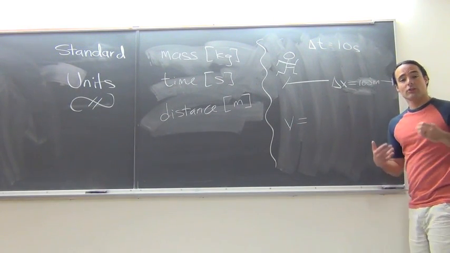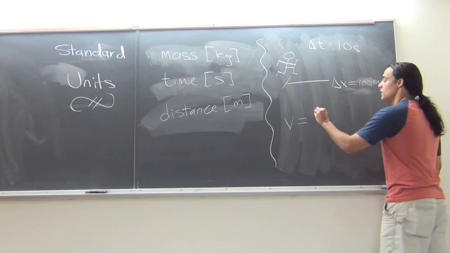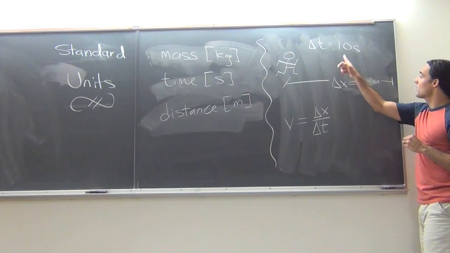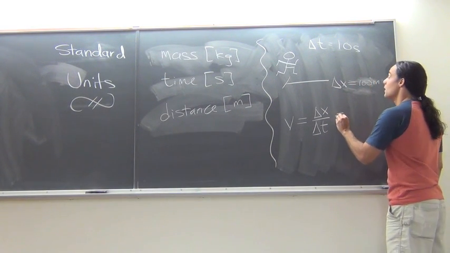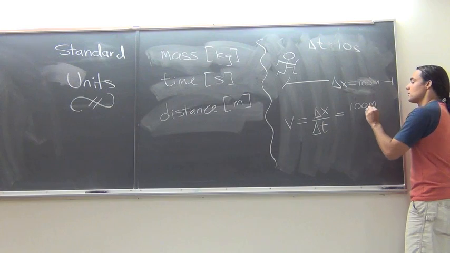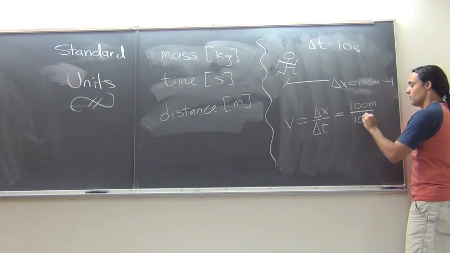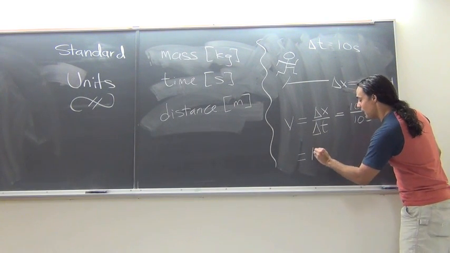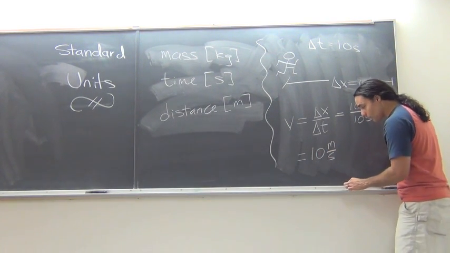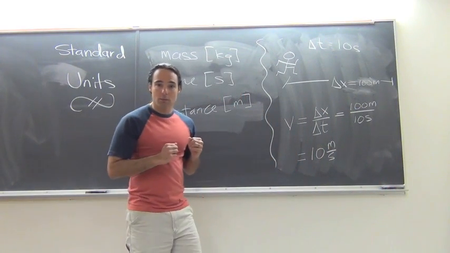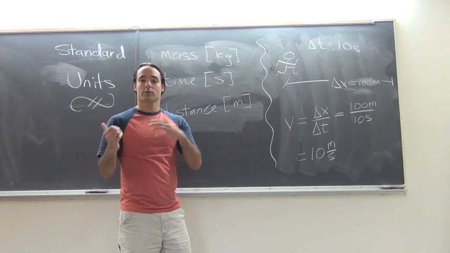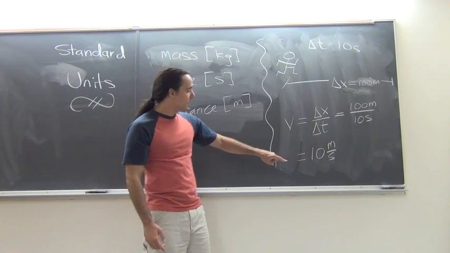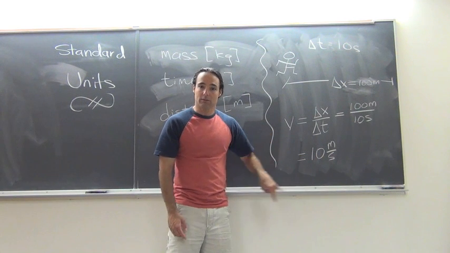Your velocity has units of distance over time. That's just going to be delta x over delta t. I'm going to combine the delta x and the delta t. So that'll give me 100 meters over 10 seconds, which will give me a speed of about 10 meters per second. So just like you would measure your car's speed or velocity in miles per hour, miles is a distance, hours is a time, we're going to measure velocity in meters per second.